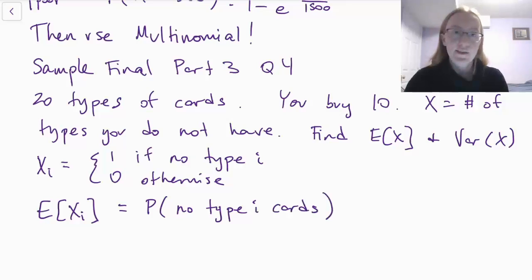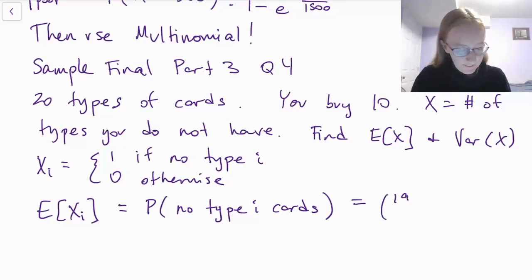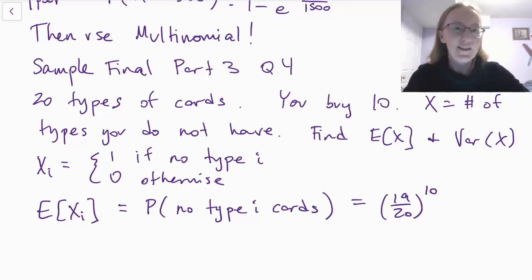chosen or purchased. And if we're buying 10 cards, and each card has like a 1 in 20 probability of happening, then this is now just kind of like a counting problem. If we want to exclude type I from consideration, then there's 19 out of 20 other possible choices. And so we just have 19 out of 20 on each of the 10 choices. So every time we're buying a card, we have to not get type I.